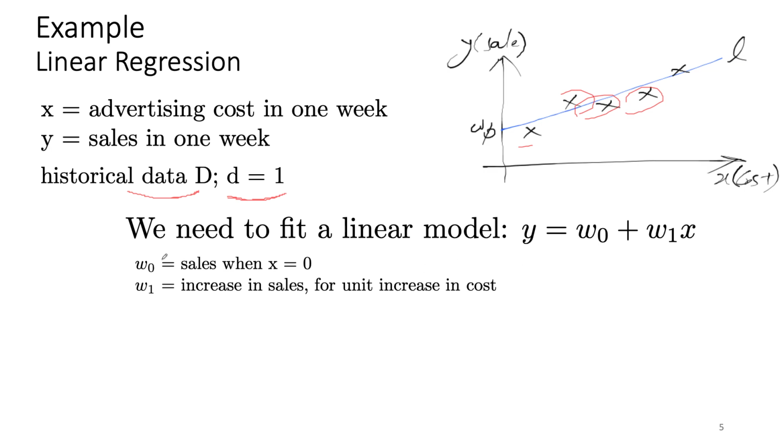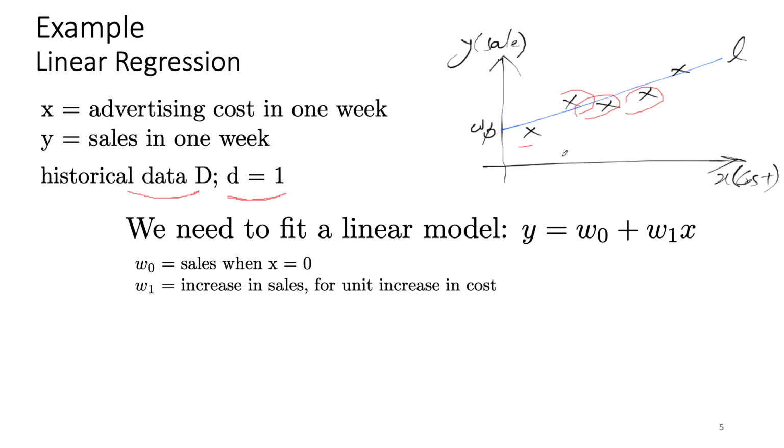W0 was our bias term, or the threshold in other problems. So we can define it as the sales when x was 0, right? And W1, as you see, is the increase in sales for unit increases in cost. So it's pretty intuitive now.